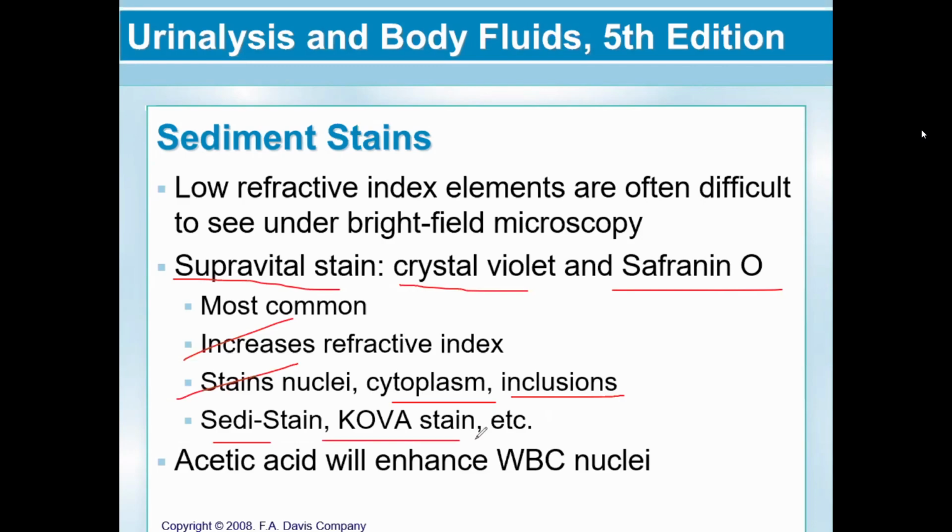Okay? So what else? Adding, other than your Sternheimer-Malbin stain, we can also use stains like toluidine blue. So toluidine blue, guys, we can use to differentiate your WBCs and renal tubular epithelial cells. So that's all in your book, guys. Okay?